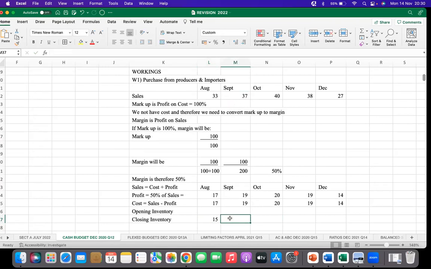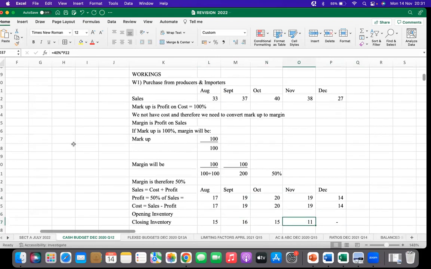Should we use cost or sales? 40% of the next month's what? Sales. Yes, of the next month. I scroll that until the end. In other words, the September closing inventory is 40% of October's, the October closing inventory is that of November, like that until the end.